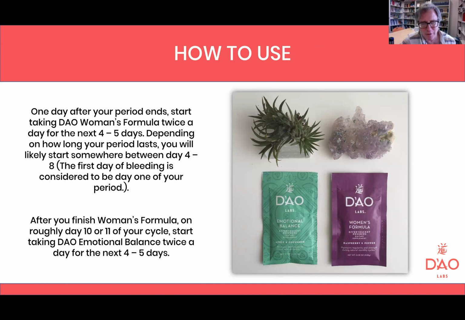We usually measure from the first day of bleeding. So you might be as early as day 4. It might be more like day 8 for those of you who have like a longer cycle. When you're done with women's formula, again, depending on how long your period lasts, but somewhere roughly around day 10, 11, 12, again, depending where you are figuring out when ovulation is happening, start taking Tao emotional balance. So you can take it for the next kind of 4 or 5 days. Again, taking it twice a day.